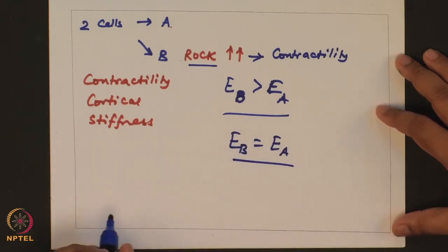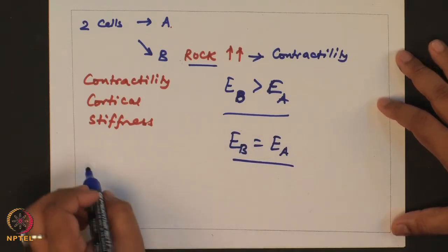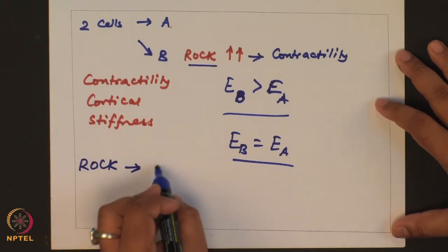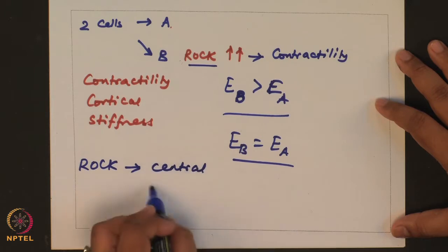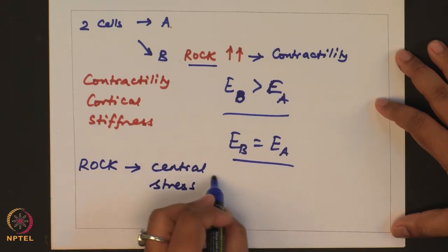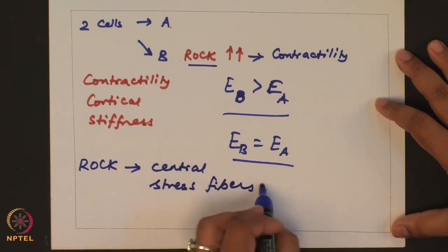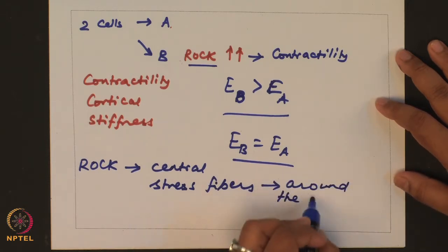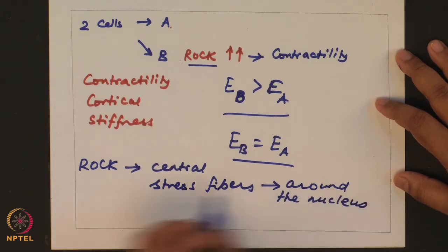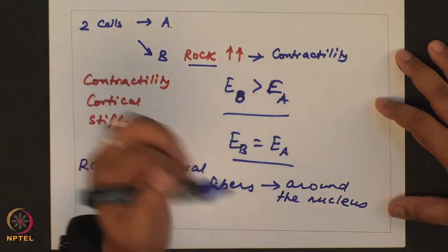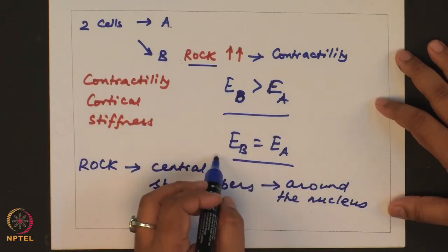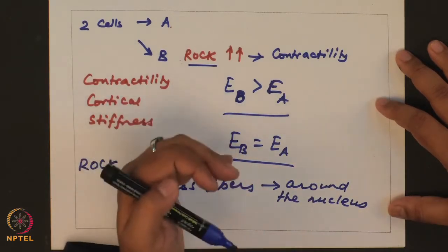Can this be possible? And the answer is yes. This is because ROCK controls central stress fibers, which are present around the nucleus. So, if you probe the stiffness which is very close to the cortex, you may not see this difference. These things have to be taken into consideration while measuring stiffness.